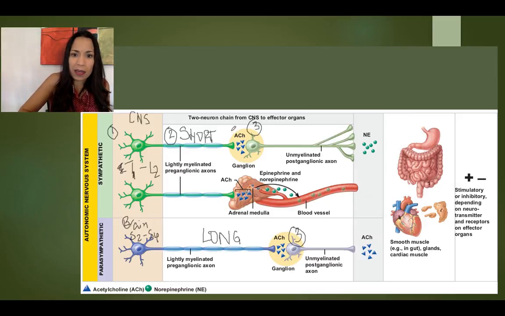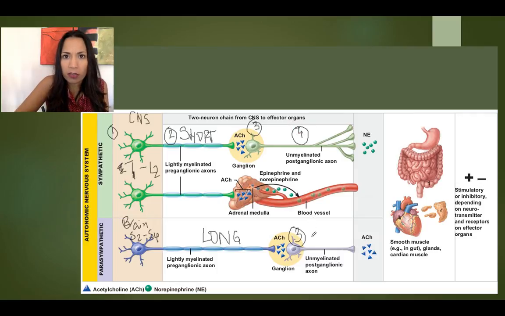Now, the synapse, the communication between the preganglionic fiber and the cell body of the ganglionic neurons, they all release, and this is a similarity, acetylcholine. Preganglionic fibers of the sympathetic and parasympathetic system all release acetylcholine. Okay? Let's describe now the fourth element, the postganglionic fibers.